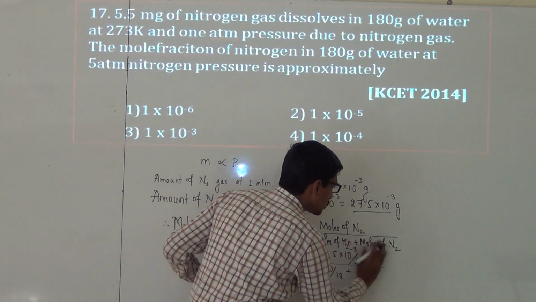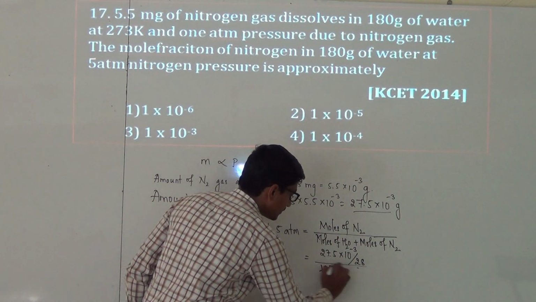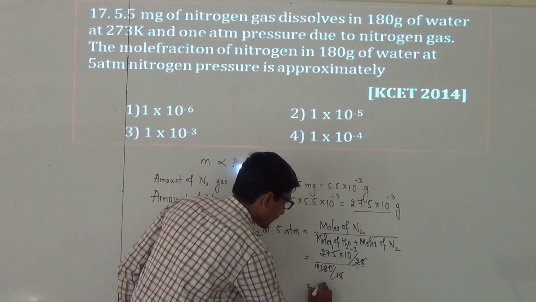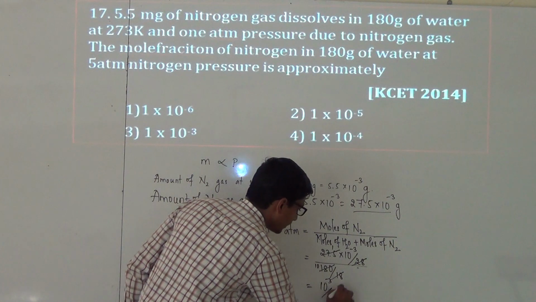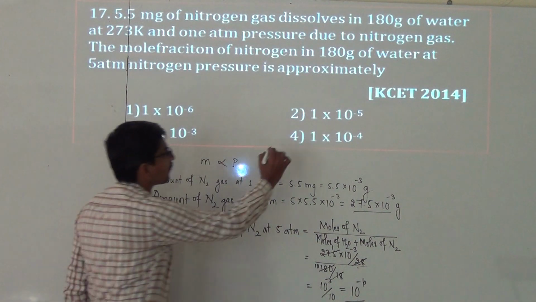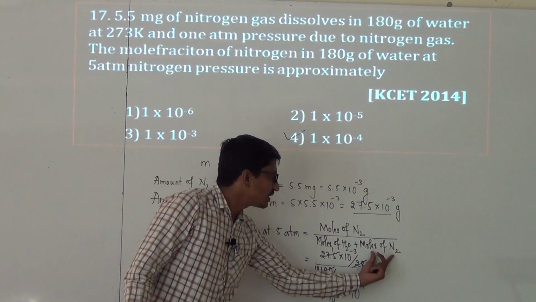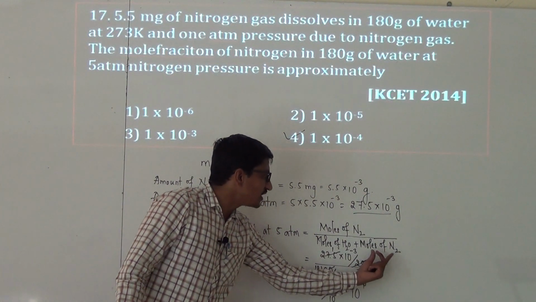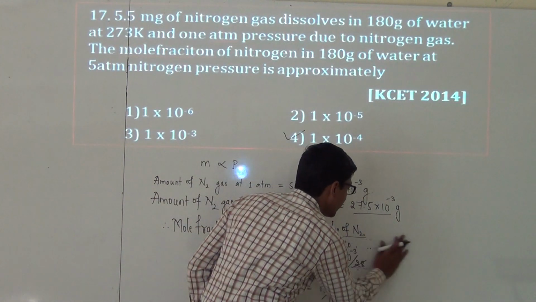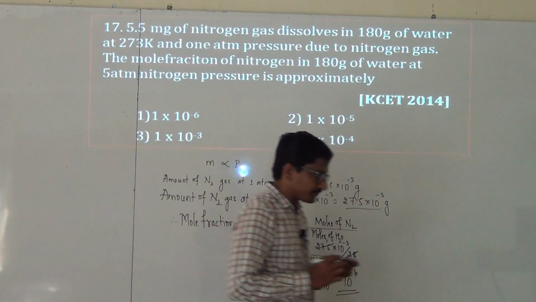For a dilute solution this is negligibly small, and nearly it is 1. This is equal to 10 raised to minus 3 divided by 10, which is equal to 10 raised to minus 4. Correct option is the fourth one, 1 into 10 raised to minus 4, because the number of moles of nitrogen in the solution is negligibly small as compared with the number of moles of solvent, and this is neglected in the denominator.